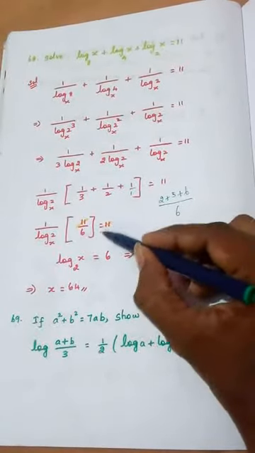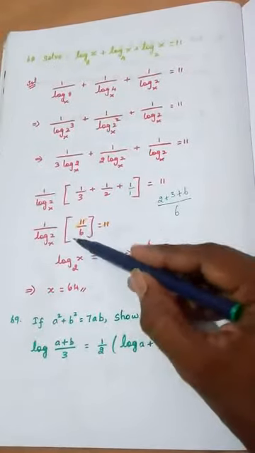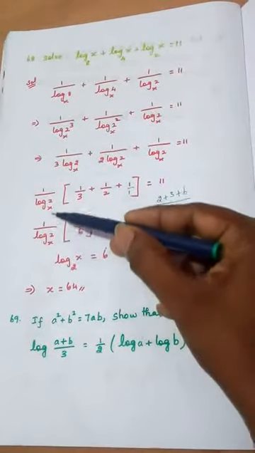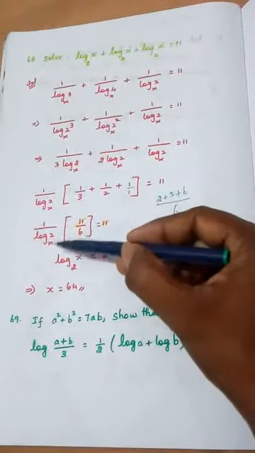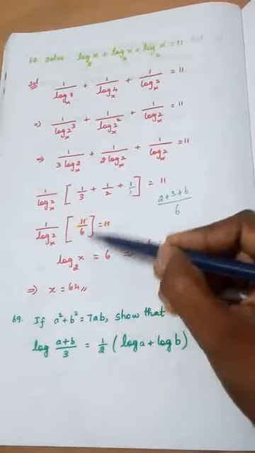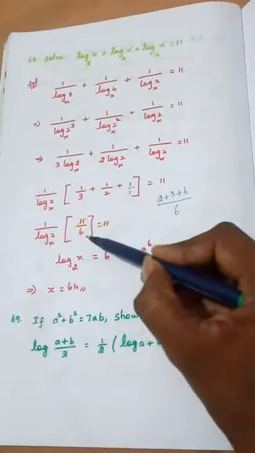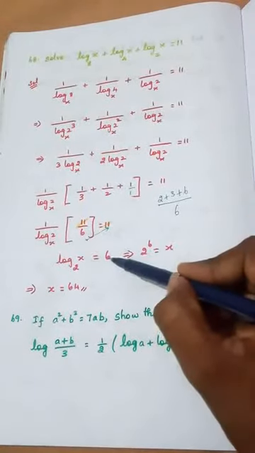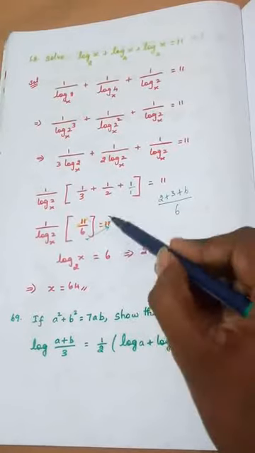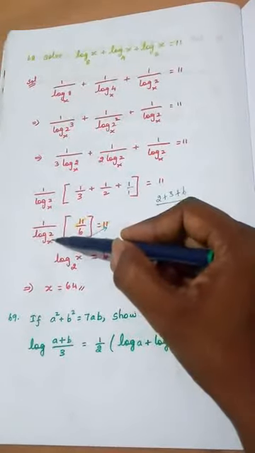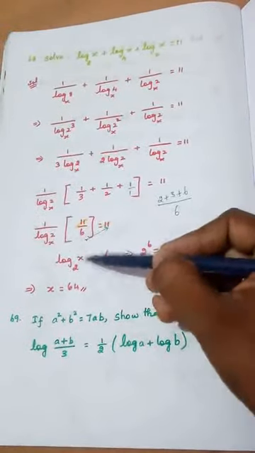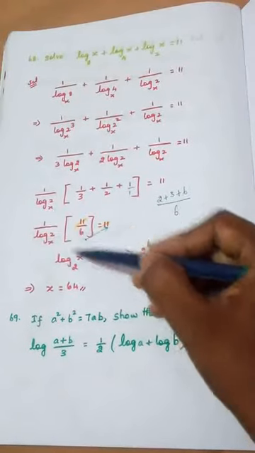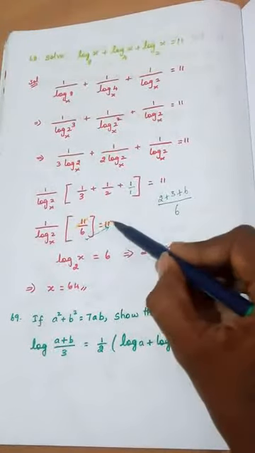11 comes here. 11 gets cancelled. So again this is taken to the numerator so that these two get interchanged. 6 also is cross multiplied here. So it becomes 6 here on the right hand side. 11 gets cancelled. This term goes to the numerator. So log x base 2. These two are getting interchanged. 6 is going to the other side.